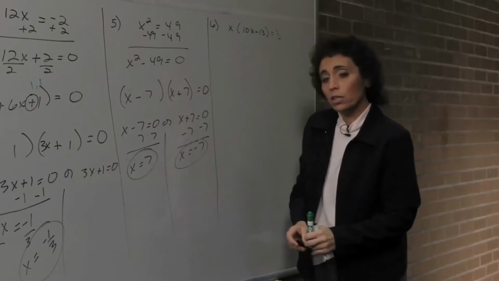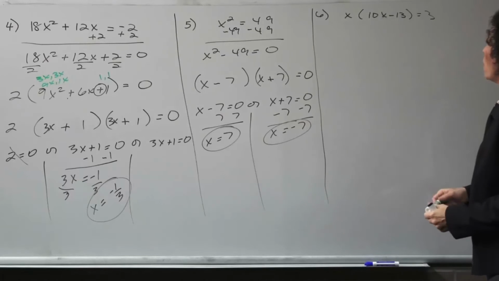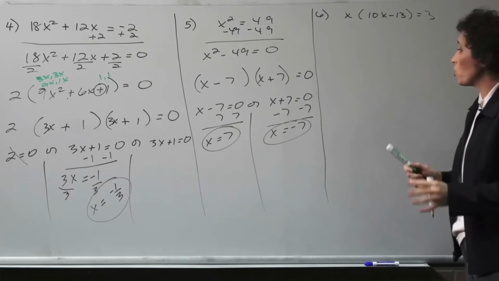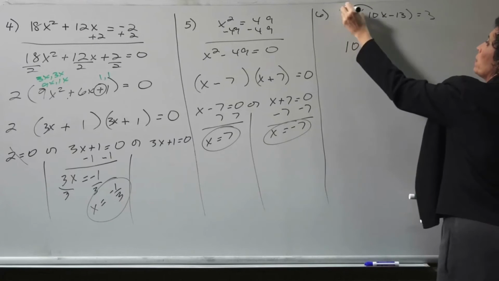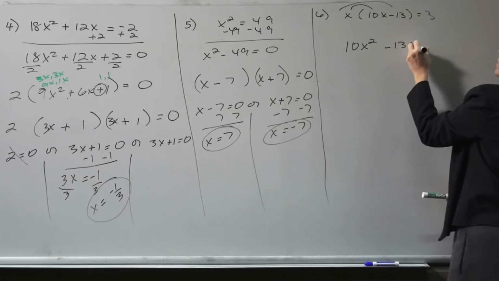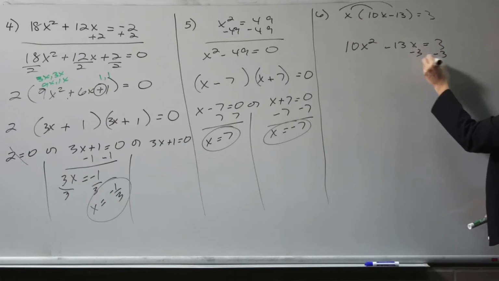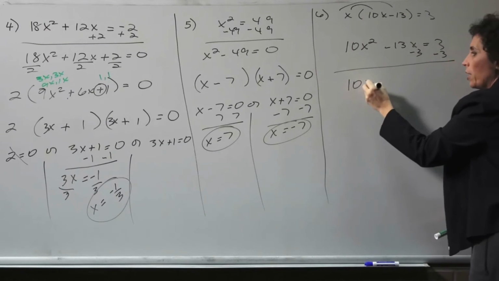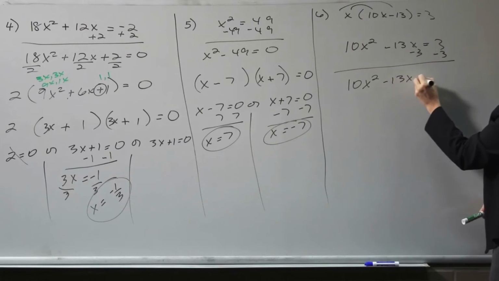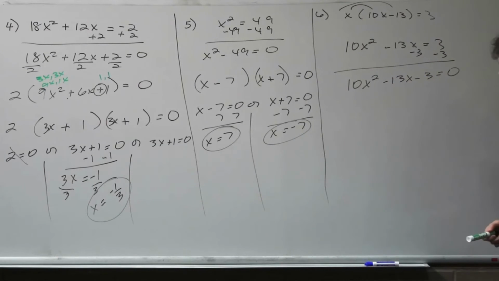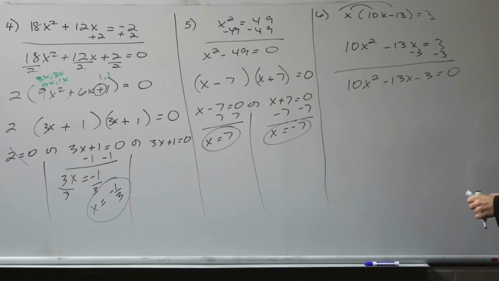That should be good. 1 left. 1 left. Here we go. All right, again, for many reasons, I just want to simplify this first so I can see what I have. 10x squared minus 13x equals 3. Subtract 3, subtract 3. 10x squared minus 13x minus 3 equals 0. Looking for a GCF? Okay, leading term is positive. That's good. There's 3 terms.